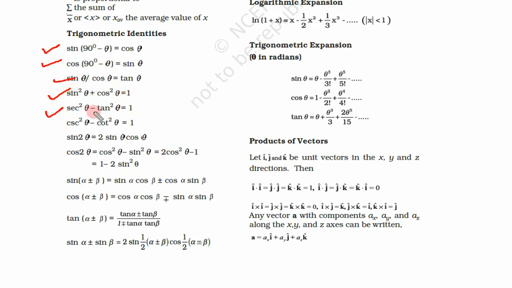Sec square theta minus tan square theta is also equal to 1. Cosec square theta minus cot square theta is always equal to 1. So these are trigonometric identities.